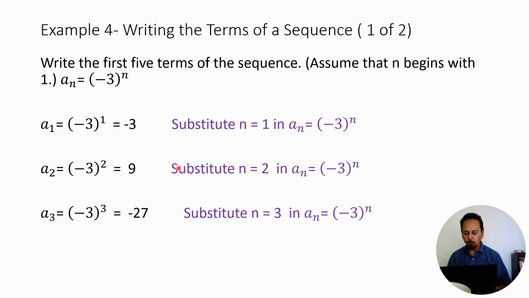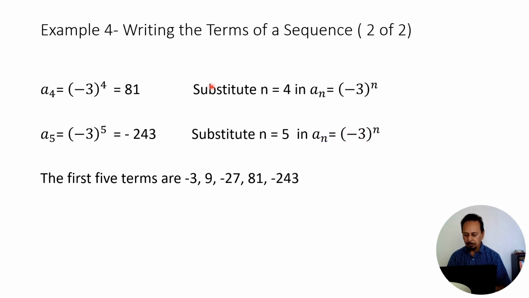Here is example 4, and the nth term is negative 3 to the power n. To find the first term, we put n equals 1 in the formula. So it becomes a1 equals negative 3 to the power 1, and negative 3 to the 1 is negative 3. To find the second term, we substitute n equals 2 in the formula, and this becomes a sub 2 equals negative 3 to the power 2, which becomes 9. To find the third term, we put n equal to 3 in the formula, and we get a sub 3 equals negative 3 to the power 3, which is negative 27.